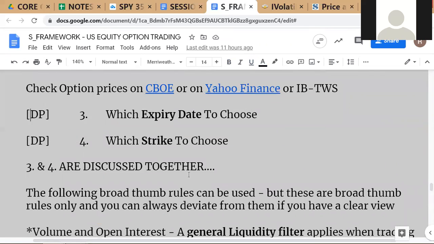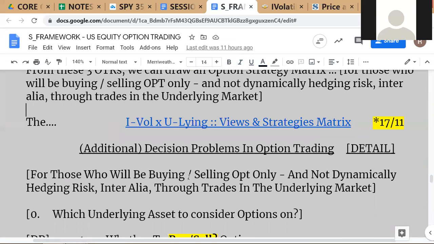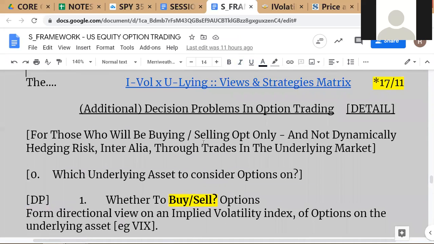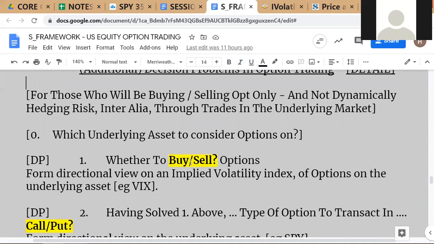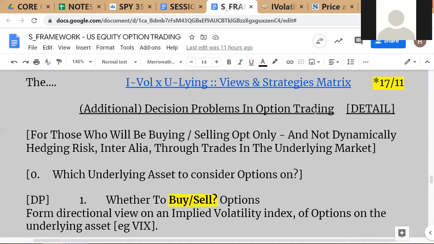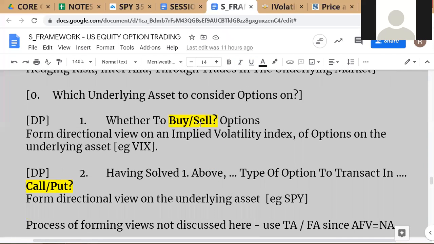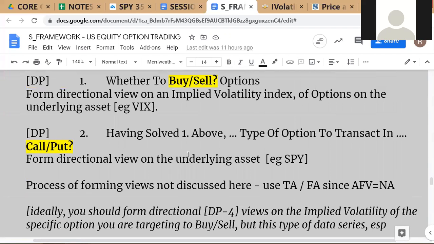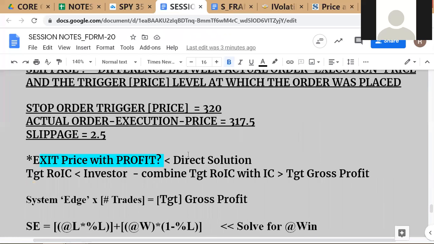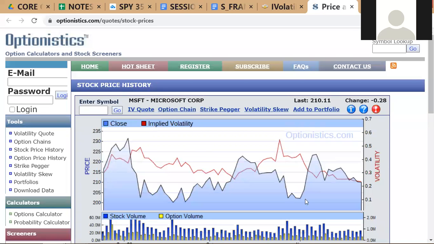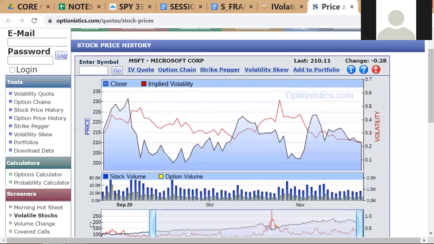So first you decide whether you're a buyer or seller of options. So here you have the additional decision problems in option trading. Make sure you understand all the fundamentals very clearly, because this will be your basic theoretical framework for doing your project. So you proceed in this sequence. First, decide whether to buy or sell options by looking at the eyeball index chart. I'm repeating a little bit of this, but just as a recap, just to refresh your memory, because it's very important.